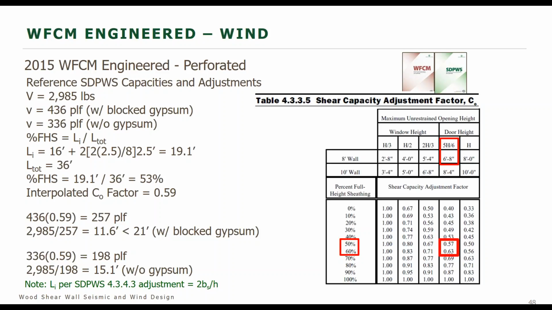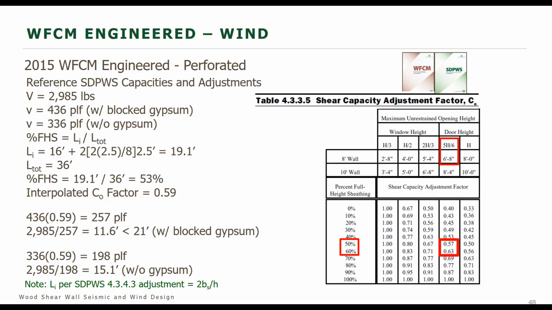So for the wall with the blocked gypsum, our capacity is 436 pounds per foot. So we get a new, adjusted capacity of 257 pounds per foot. So based on the load of 2,985 pounds, our full height sheathing requirement is 11.6 feet. We're actually supplying 21 feet, or 19.1 feet of effective full height sheathing. So in both instances, we're greater than the required, so that's good.